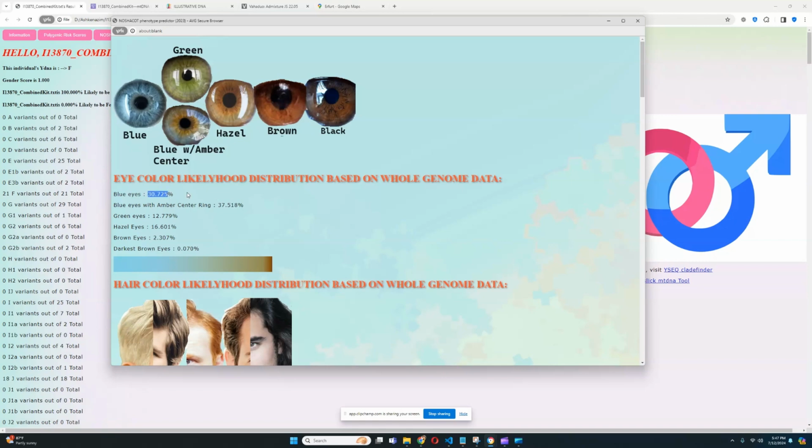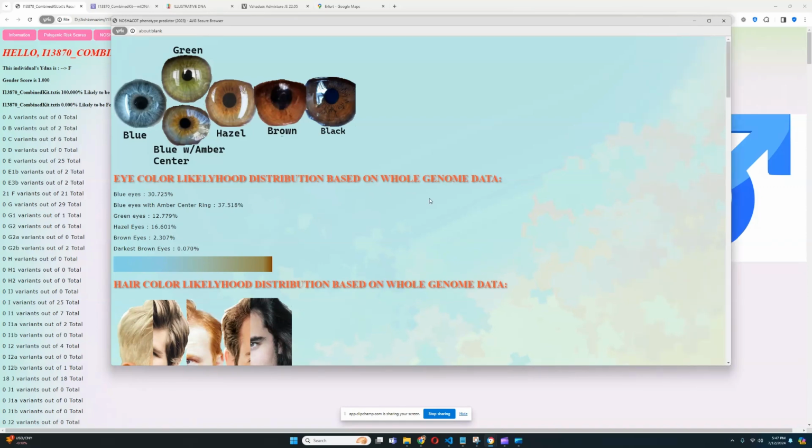There is 30.7% odds for blue eyes and 37% odds for blue eyes with a neighbor center ring, 2% odds for brown eyes, and 0.07% odds for dark brown eyes. So he definitely doesn't have brown eyes. There is pretty significant odds for hazel eyes. To be fair, 16.6% odds for hazel eyes is quite significant, but still, most likely this individual has blue eyes or blue eyes with a neighbor center, which is really surprising because his ancestry does not have any. There is no Northern European in his ancestry whatsoever. But I guess it is also possible for people of Southern European and Middle Eastern ancestry to have these types of traits. So maybe it's not so surprising.